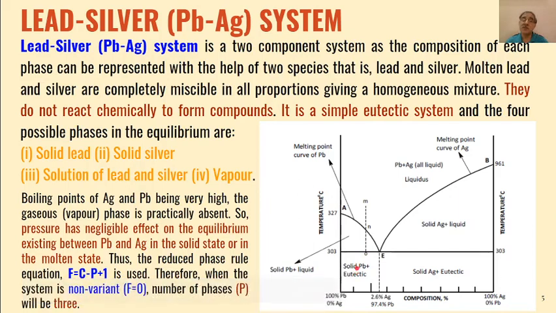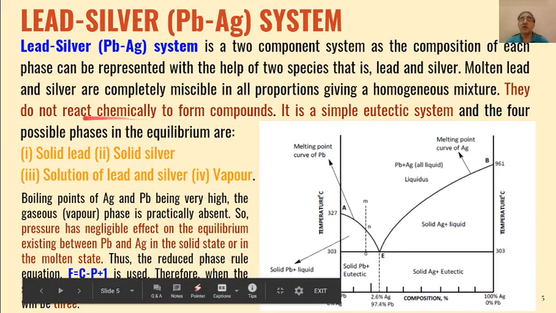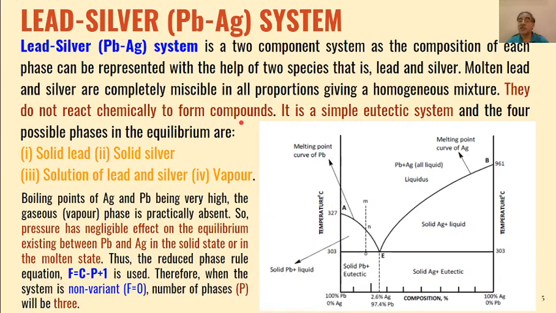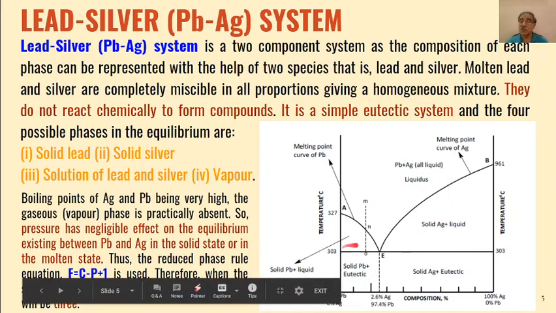A eutectic mixture is one where the two compounds do not react chemically to form a compound; they are simply a mixture which is homogeneous in nature. Such a mixture is called a eutectic mixture. That is, both lead and silver are in the molten state and they are miscible in all proportions to give us a homogeneous mixture. Such a homogeneous mixture is called a eutectic mixture, and such a system we call a eutectic two component system.